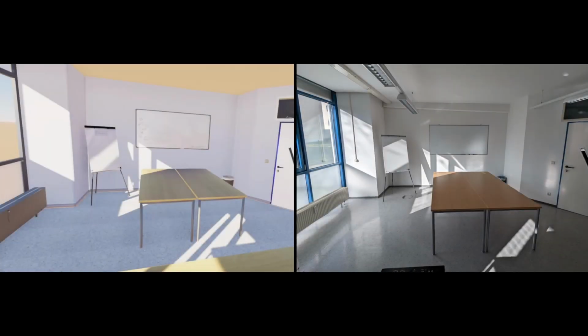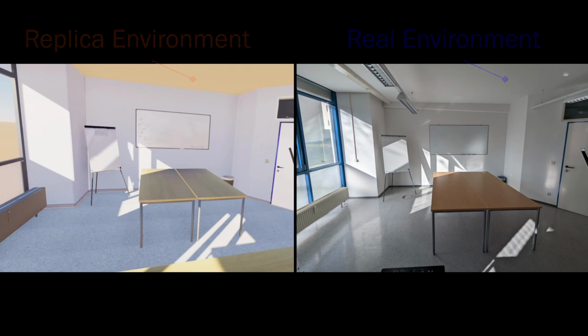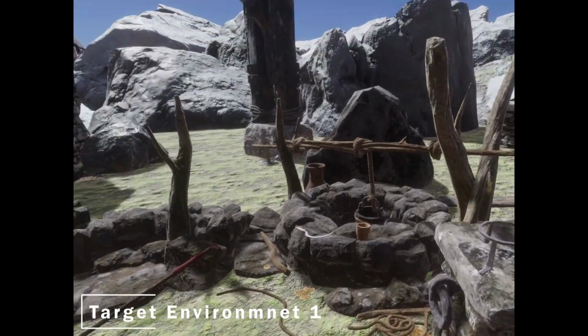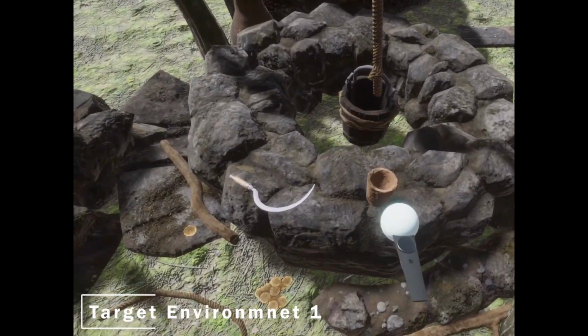The replica environment is a digital reproduction of the real environment. Additionally, coherent lighting based on GPS, time and weather data was implemented in the replica environment. This means that the lighting and shadows in the virtual scene match the real environment. Coherent lighting was also a factor in the user study. Additionally, we included 2 different target environments, one playful medieval scene and one professional office scene.